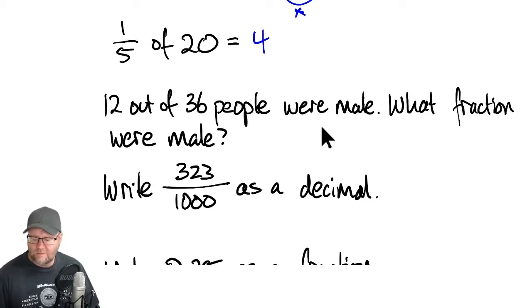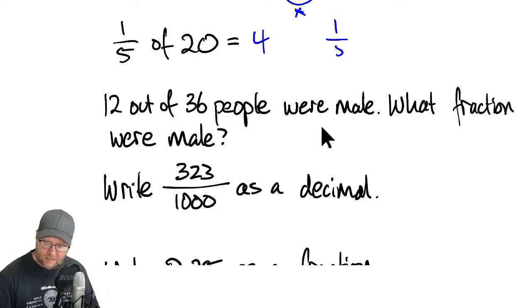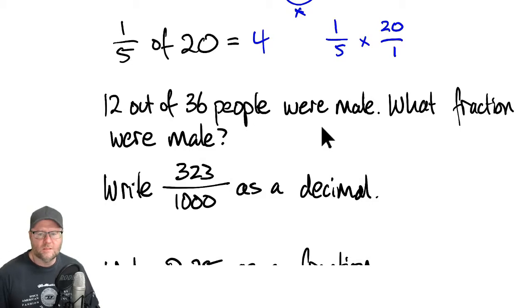If I was to look at that mathematically, though, what's going on is I'm basically saying 1/5 multiplied by 20 over 1. So 1/5 times 20. So let's see if we get the same answer. 1 times 20 on the top gives me 20.